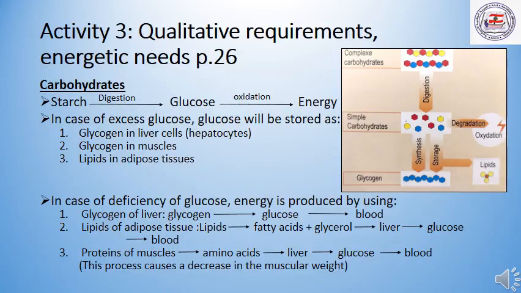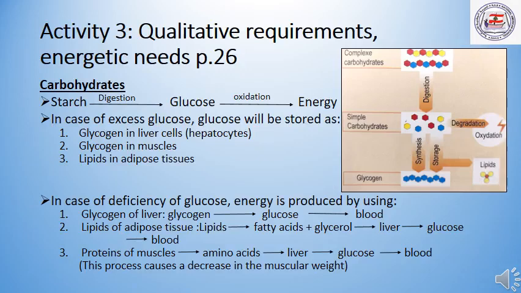In order to start with activity 3, qualitative requirements, energetic needs, please open your books to page 26. In this activity, we're going to study the fate of two organic matters, carbohydrates and lipids. A very famous example of carbohydrates is starch. Starch is digested to obtain glucose. Glucose molecules, in their turn, undergo oxidation reactions, which produce energy required for the body.